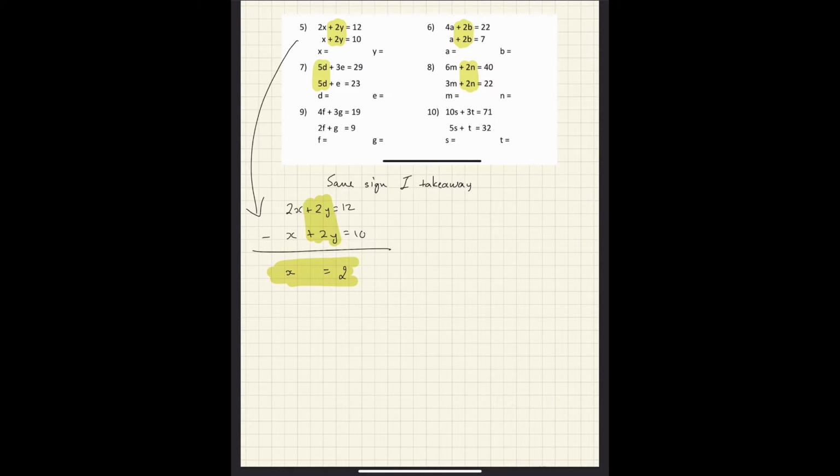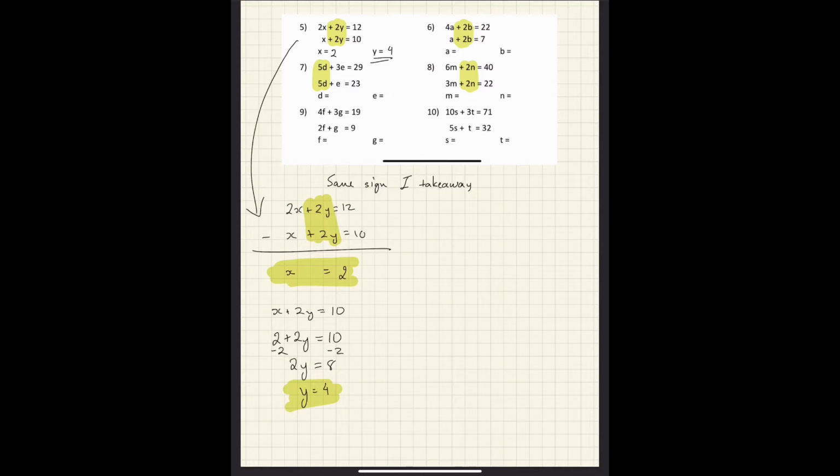Now, this is a simultaneous equation, so instead of just finding x, you also need to find y. y can be found by substituting into either of the two equations. So let's say x plus 2y equals 10. You know that x is now 2, so 2 plus 2y equals 10. 2y must be equal to 8, so therefore y must be equal to 4. And that is me solving the simultaneous equation. So x is 2, y is 4.